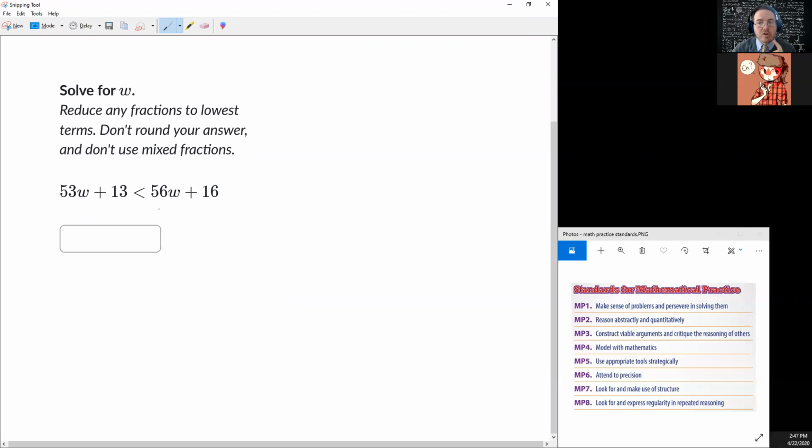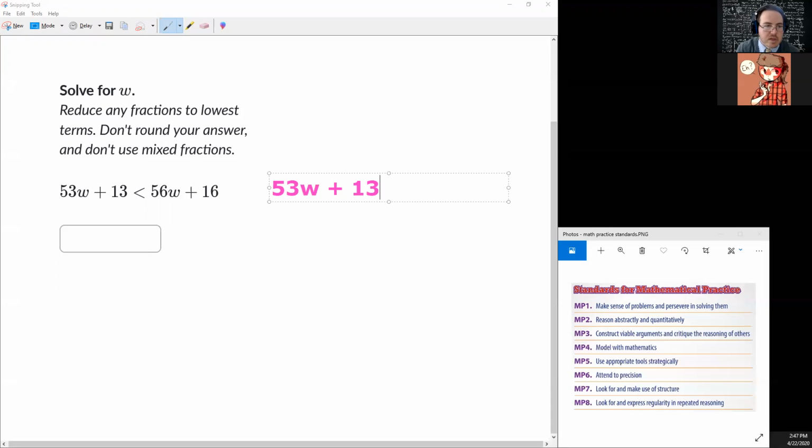Okay, so I guess I'm going to do this 2 different ways. I'm going to do this in a way where I have to flip the symbol around, and I'm also going to do it in a way where I will not have to flip the symbol around. And it really does come down to choice. So let me type this out twice. So this is what you'd write down in your own paper. 53W plus 13 is less than 56W plus 16.